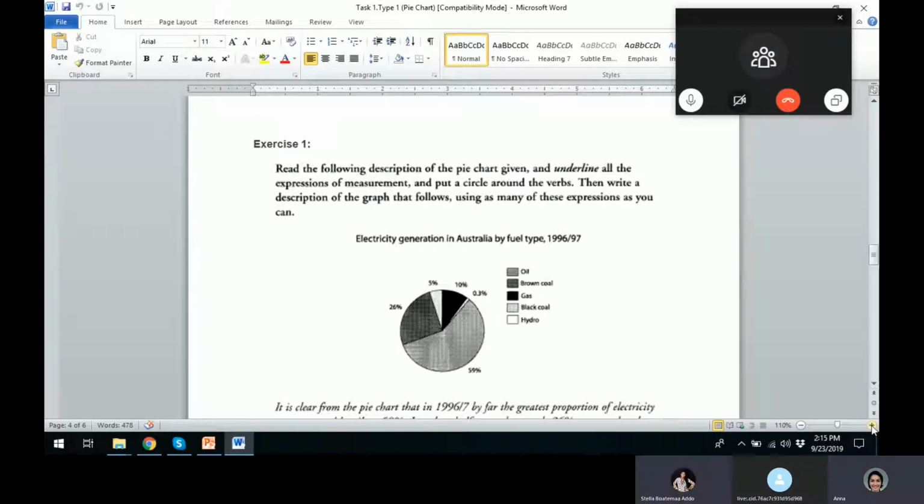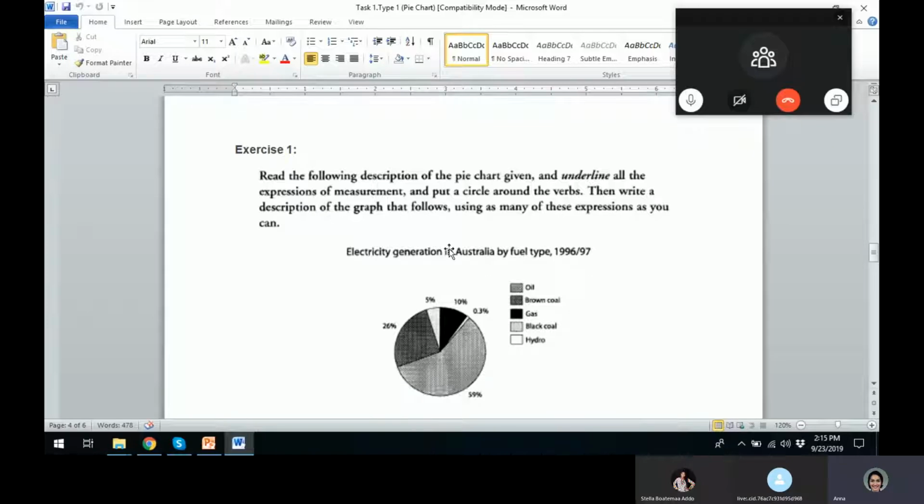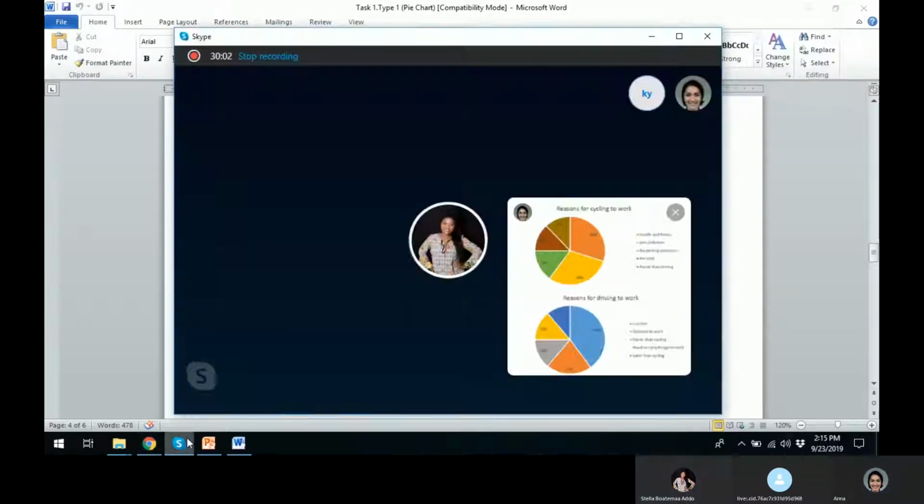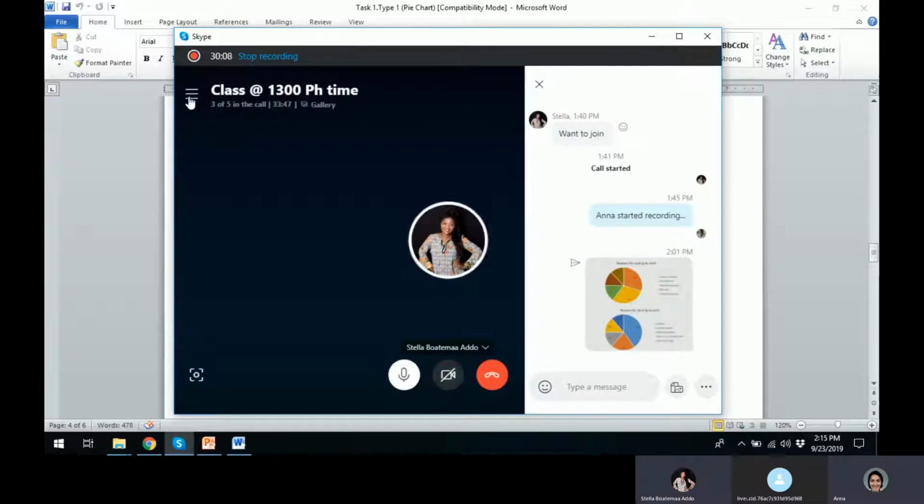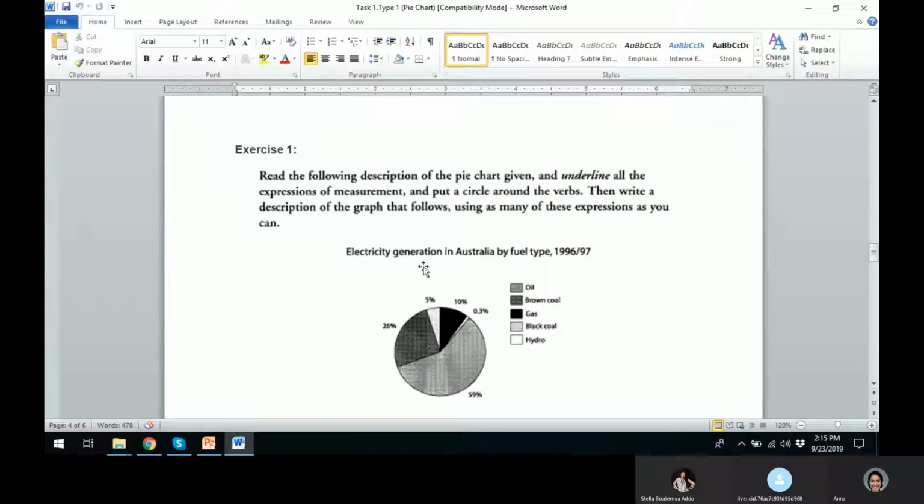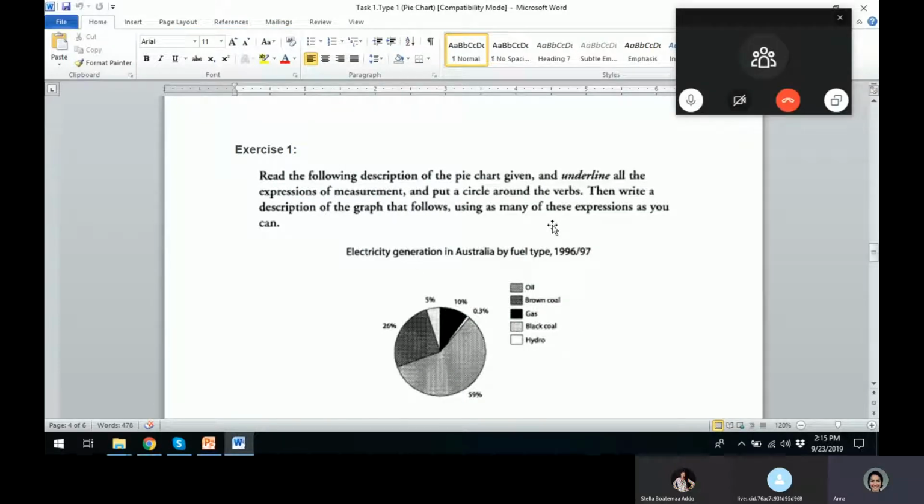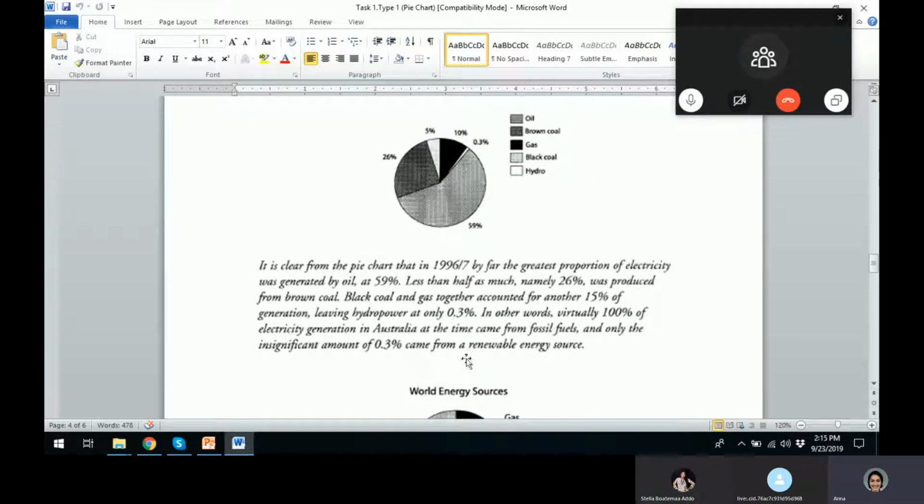Okay, are you seeing my screen? Yes. Yes, all right. Read the following description of the pie chart given and underline all the expressions of measurement. So I want you to have a pen and paper with you. Write a description of the graph that follows using as many of these expressions as you can. So we're supposed to underline all expressions of measurement from this paragraph.